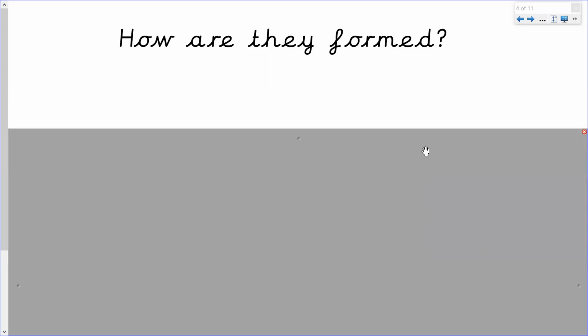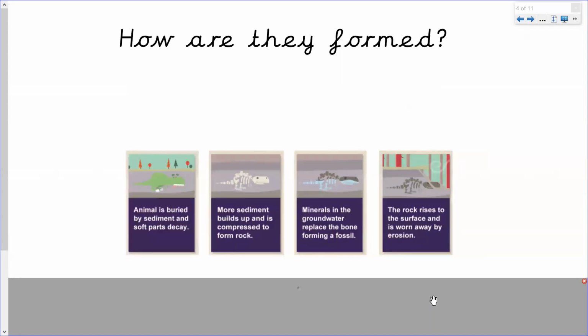How are they formed? Do you remember last lesson we ordered and sequenced the process of how fossils are formed? Tell your teddy how fossils are formed. Fabulous. The first step is the animal is buried by sediment and its soft parts decay. The second process is more sediment builds up and is compressed to form a rock. The third part of the process is minerals in the groundwater replace the bone, forming a fossil. And the last part of the process is the rock rises to the surface and is worn away by erosion.